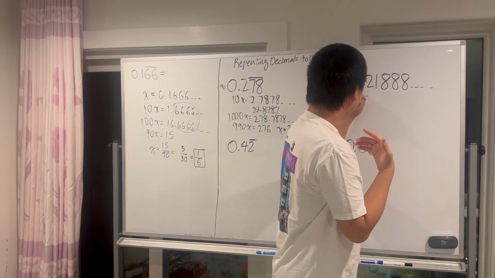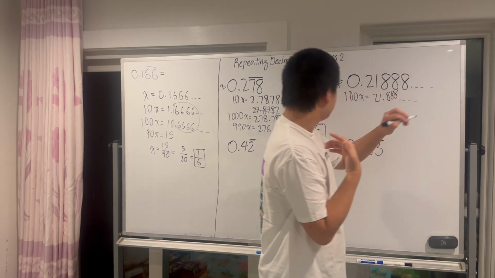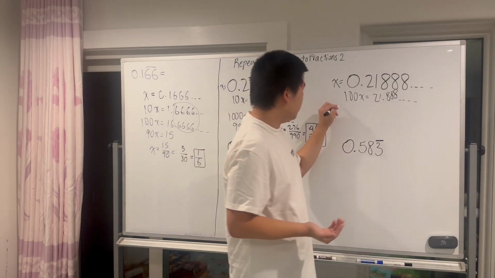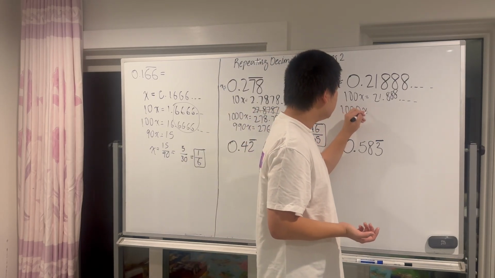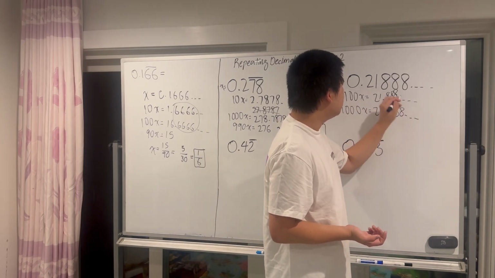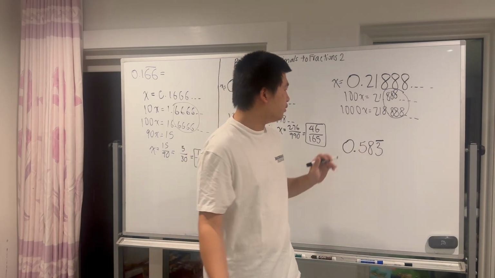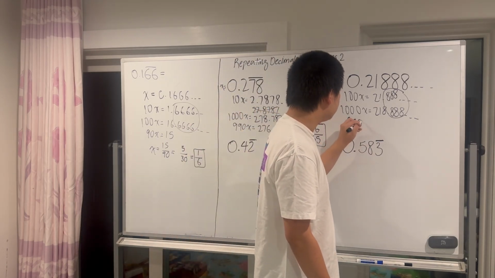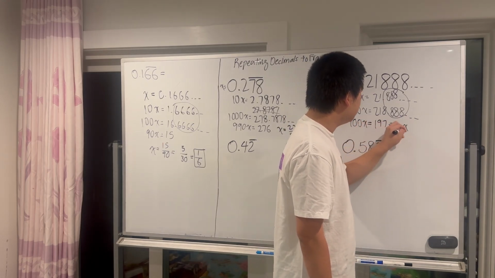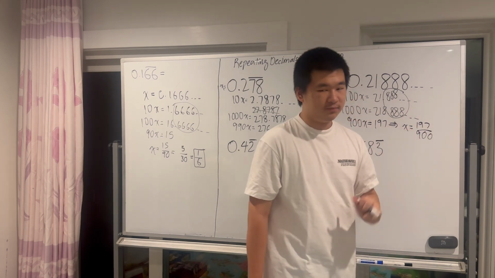So here we can have 100x equals 21.888, etc. Then, if I want to get more of just 8s, I'll multiply by 1,000, and I'll have 1,000x equals 218.888. And once again, you can see that these are going to cancel very nicely. So if we subtract the top and bottom, what we're going to get is 900x equals 197, or x equals 197 over 900. And no simplification here, that's it.